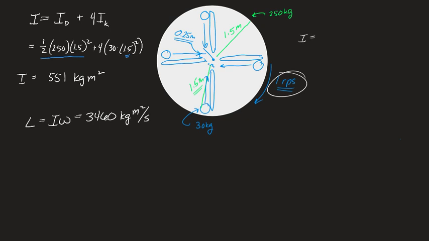The disk part hasn't changed, but the kids have. So I still have 1/2 times 250 times 1.5 squared. But now the 4 kids, still 30 kilograms, are now 0.25 meters away from the edge. So we are changing the moment of inertia of the system. Hurry, hurry, hurry. Be done fast.